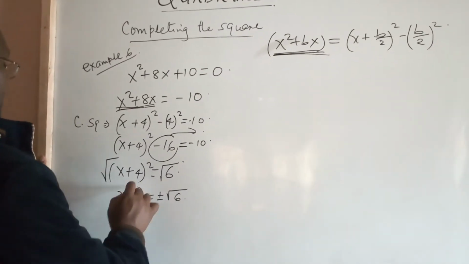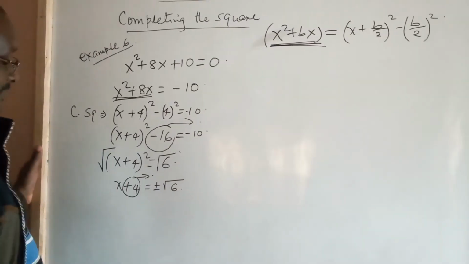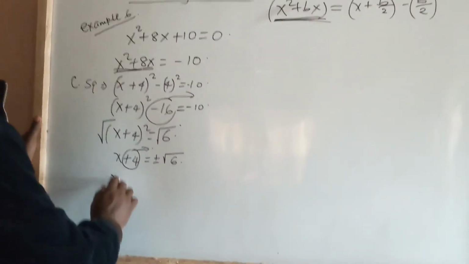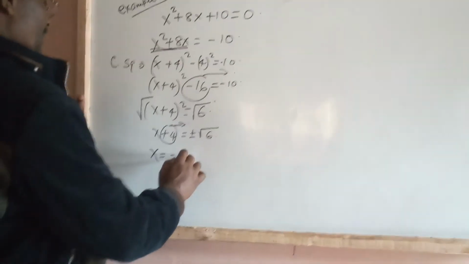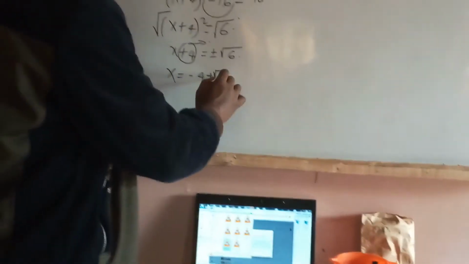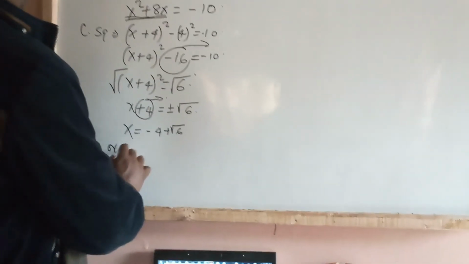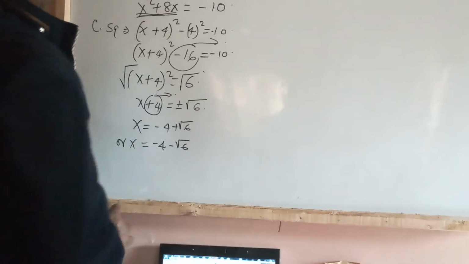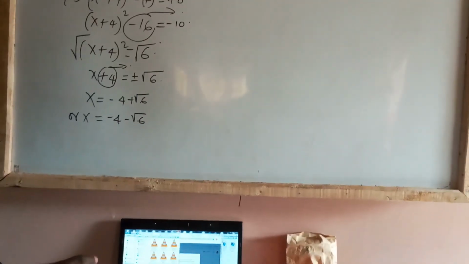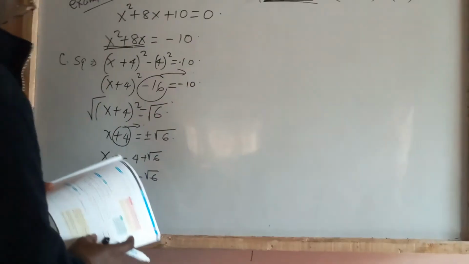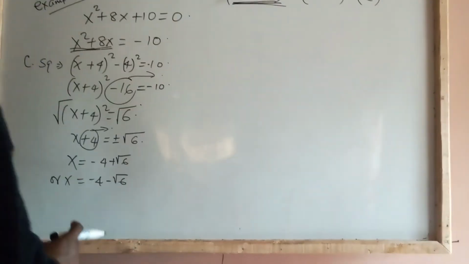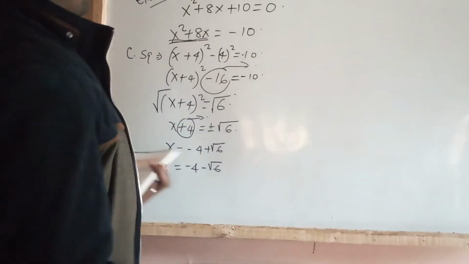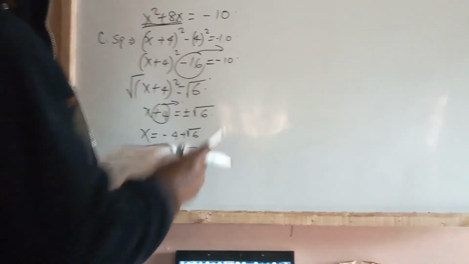Now, if we decide to make positive 4 cross over to make x the subject, we are going to have either x equals minus 4 plus root 6, or x equals minus 4 minus the root of 6. And those are the two possible answers to that particular question, because we are expected to give our answer in surd form. We are not supposed to evaluate it in decimal form.